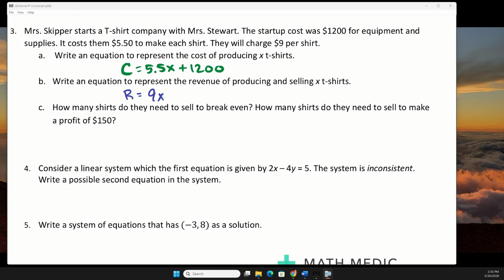So if we're going to break even, then the cost should equal the revenue, right? So what we'll do, I'm going to do the revenue on the left. It doesn't matter because it's the equal sign. I'm going to set my revenue equal to my cost. And then just solve it for x. So we'll subtract the 5.5x from 9x.